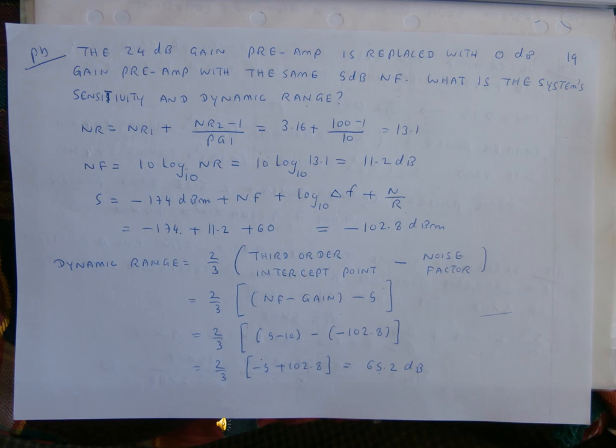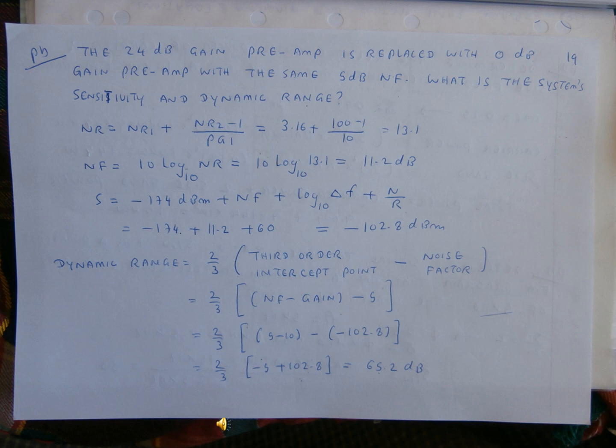Then we saw the problem: the 24 dB gain preamplifier is replaced with a 0 dB gain preamplifier, with the same 5 dB noise figure. What is the system sensitivity and the dynamic range? We write down the equations: NR equals NR1 plus (NR2 minus 1) divided by PG1, which is equal to 3.16 plus (100 minus 1) divided by 10, so you get 13.1.